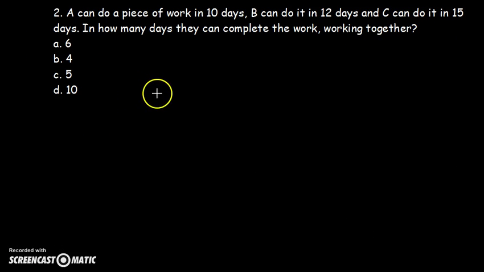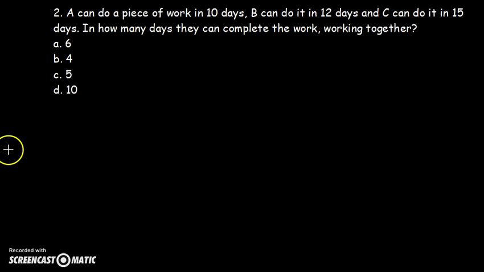Let us see the second question. A can do a piece of work in 10 days, B can do it in 12 days and C can do it in 15 days. In how many days can they complete the work working together? This question is a bit different than the last one, only that we have a third person coming in as C.